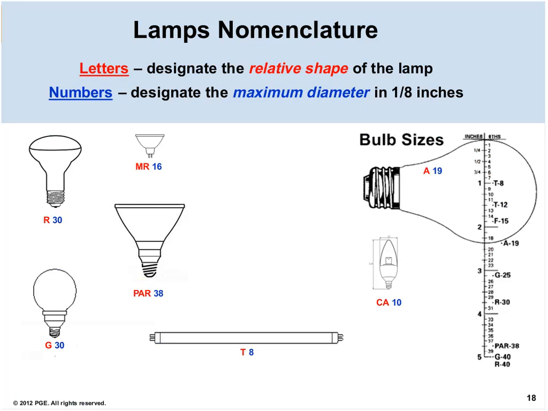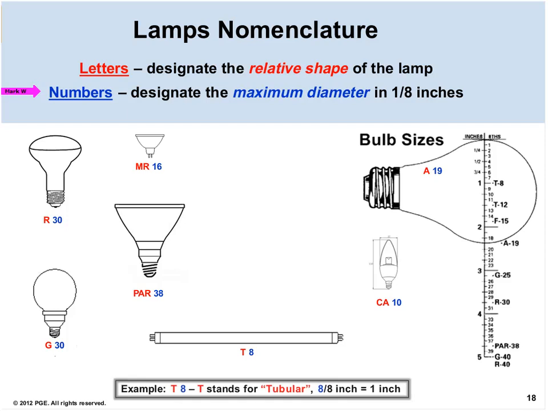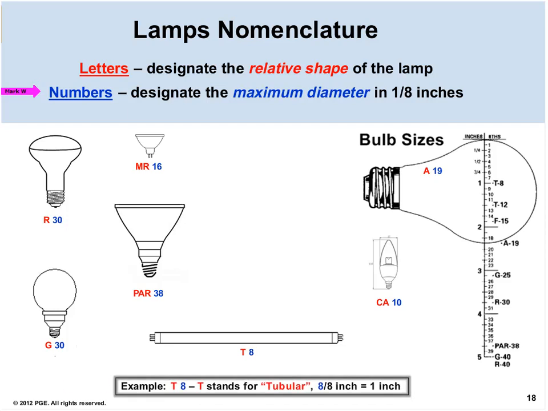So before we go any further, I want to go over some lighting terms that help us describe lamps. And unfortunately for some of you, this might involve a little bit of math. The letters that you see designate the relative shape of the lamp, where the number that comes after designates the maximum diameter in eighths of an inch. This is where the math comes in. So, for example, a T8, the T stands for tubular, and the 8 represents 8/8 of an inch, or 1 inch. So that one's pretty easy.